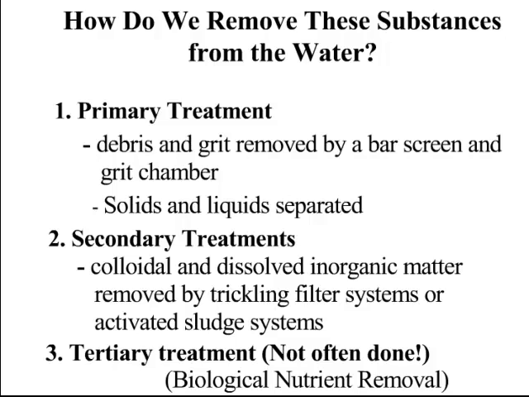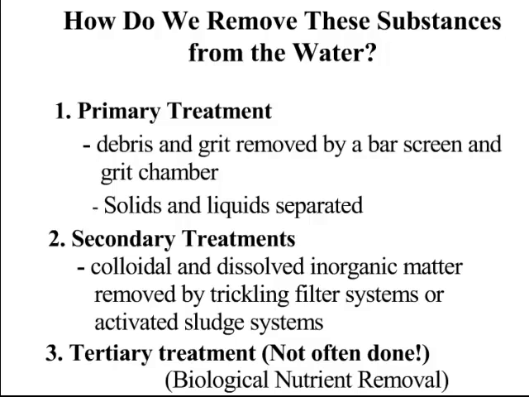Tertiary treatment is not done at every single plant in the nation. But tertiary treatment is basically the biological removal of nutrients or the removal of other chemicals that are in the sewage effluent. So this is a special treatment to remove special chemicals, either the plant nutrients or some other chemical that is polluting that effluent.